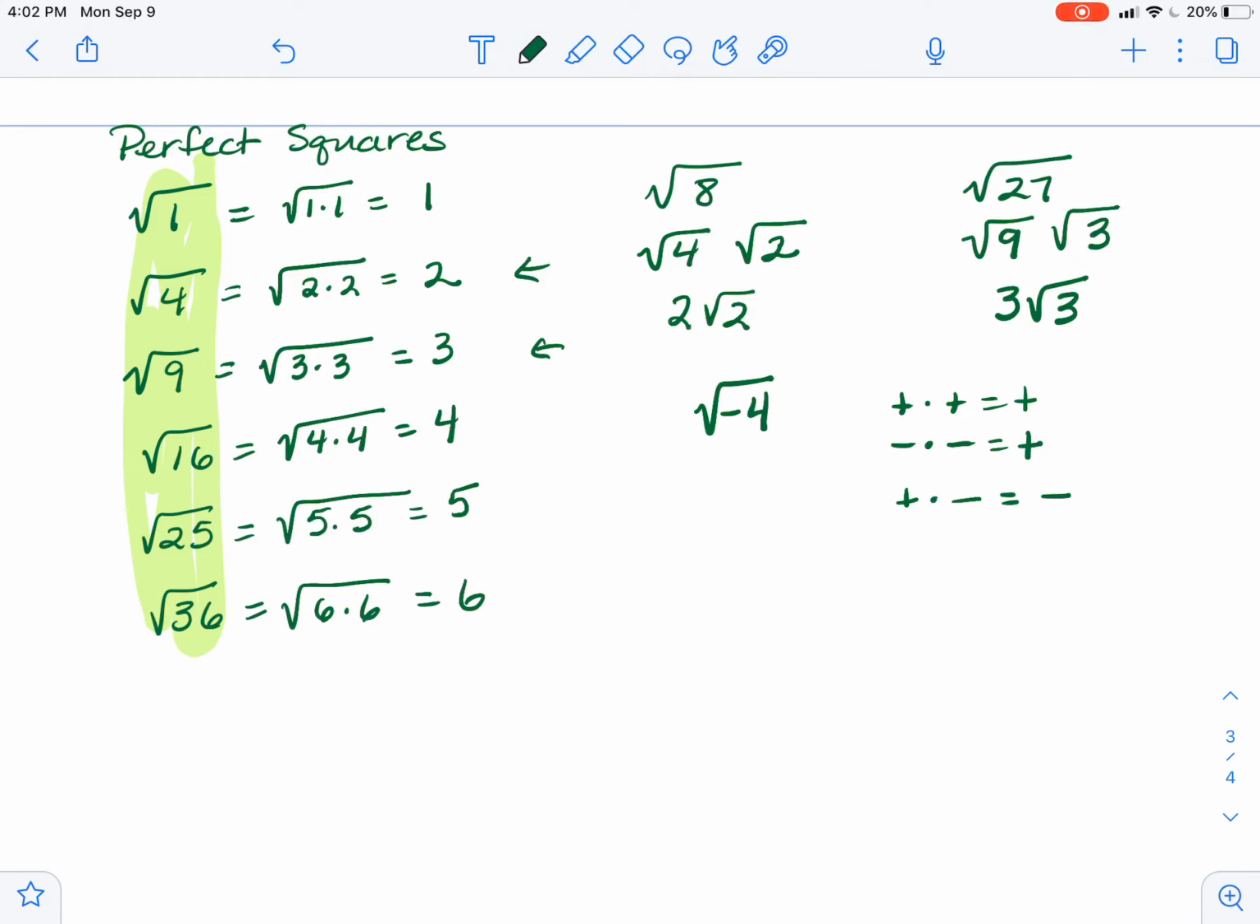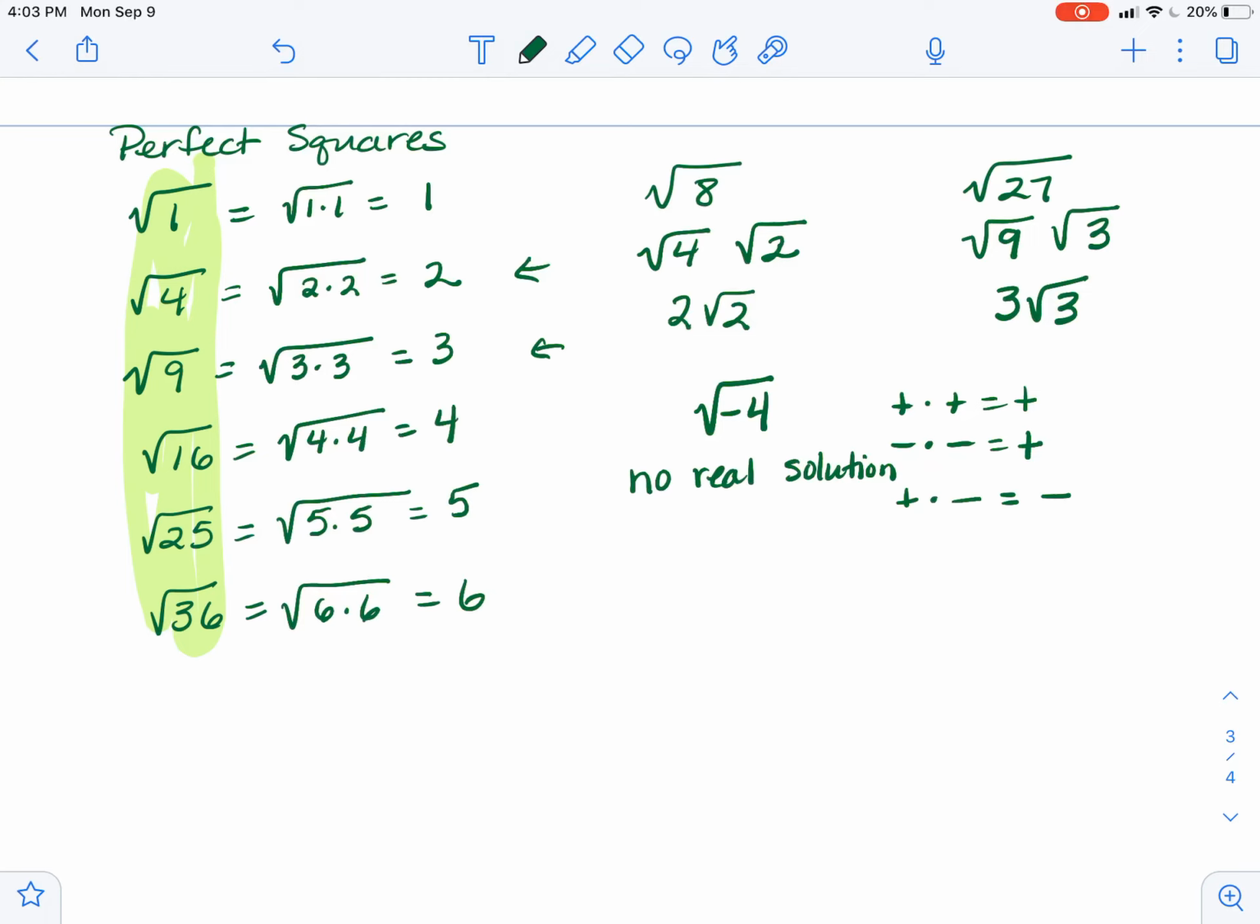Okay, so I look at that and I say, well, the square root of negative 4 has what we call no real solutions. Which is great. But when we get to algebra, especially algebra 2, we need to be able to get past that. And so what we're looking for is something that will work. And how can we make it work?